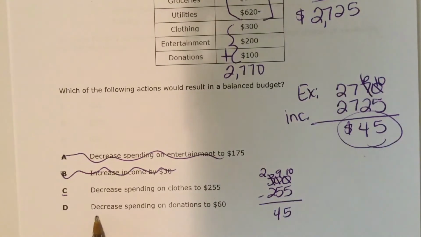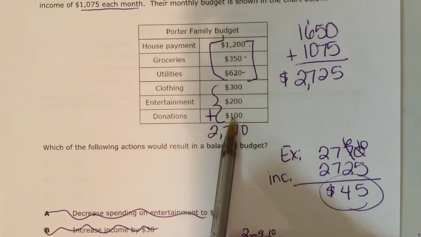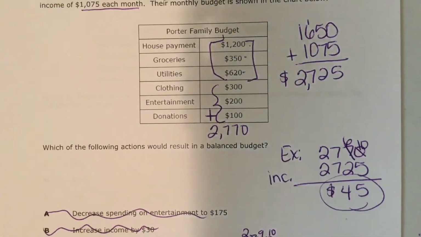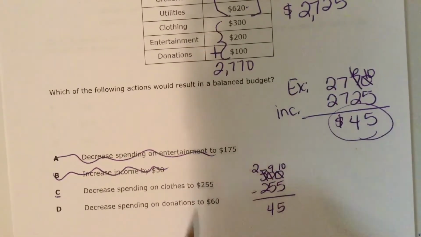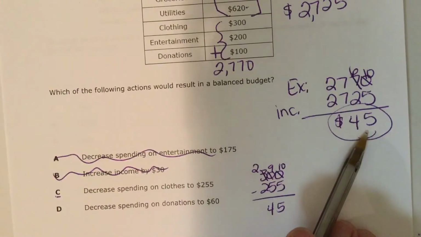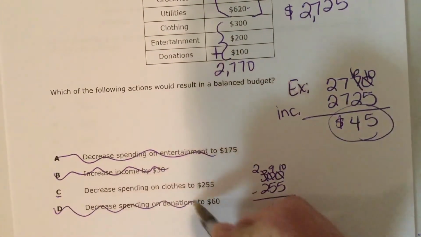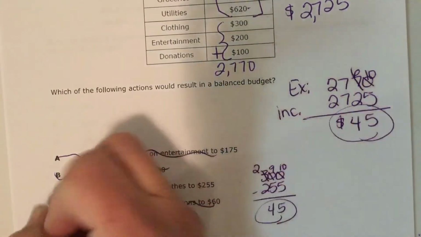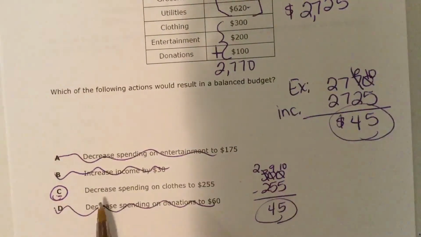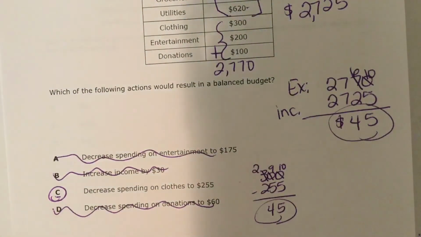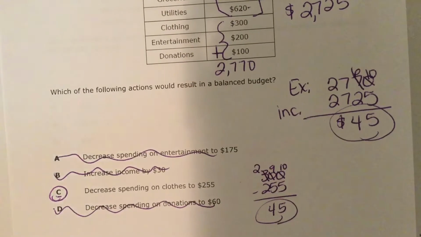And then the last one says decrease spending on donations to $60. Well, $100 and you take away 60, that's a $40 difference. And we're looking for a $45 difference. So the only one that gives us a $45 difference would be C. We're going to decrease the spending on clothing to $255.